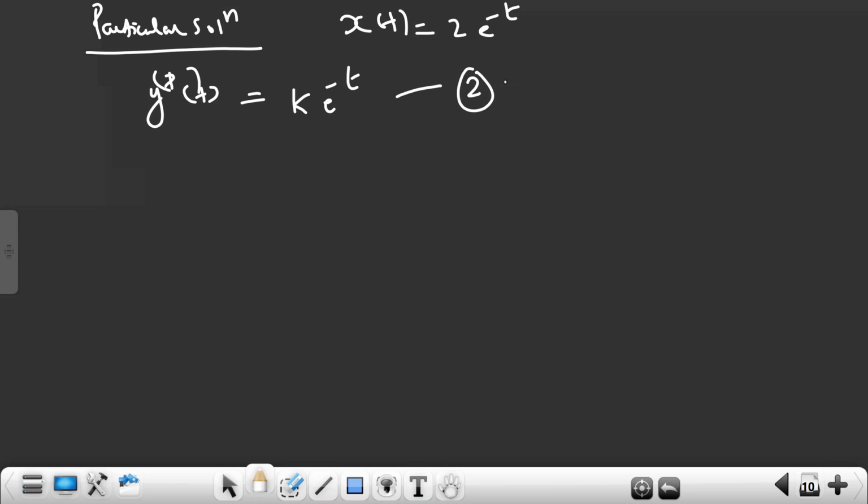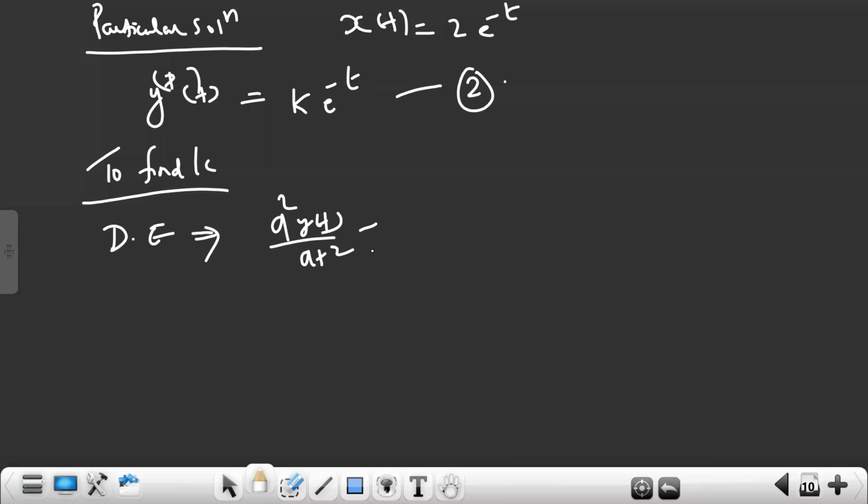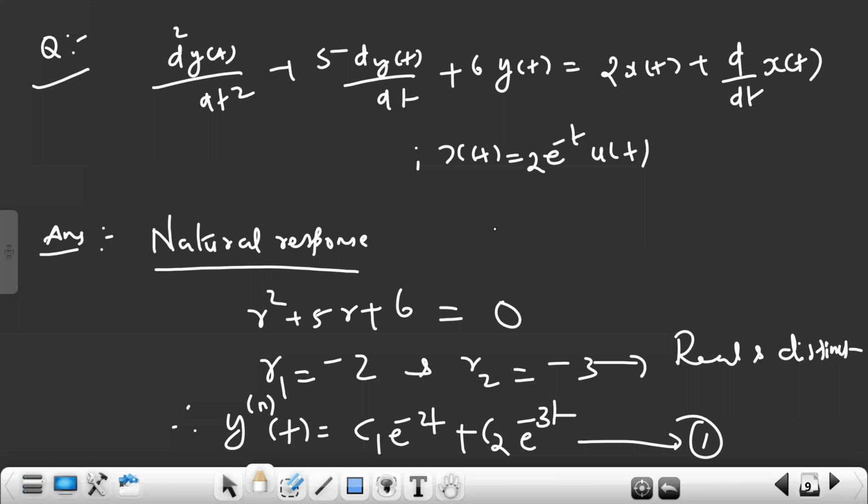So to find k, take your given differential equation. What is your given differential equation? It is d square y of t by dt square plus 5 dy of t by dt plus 6 y of t. What is the right hand side, Sayan?